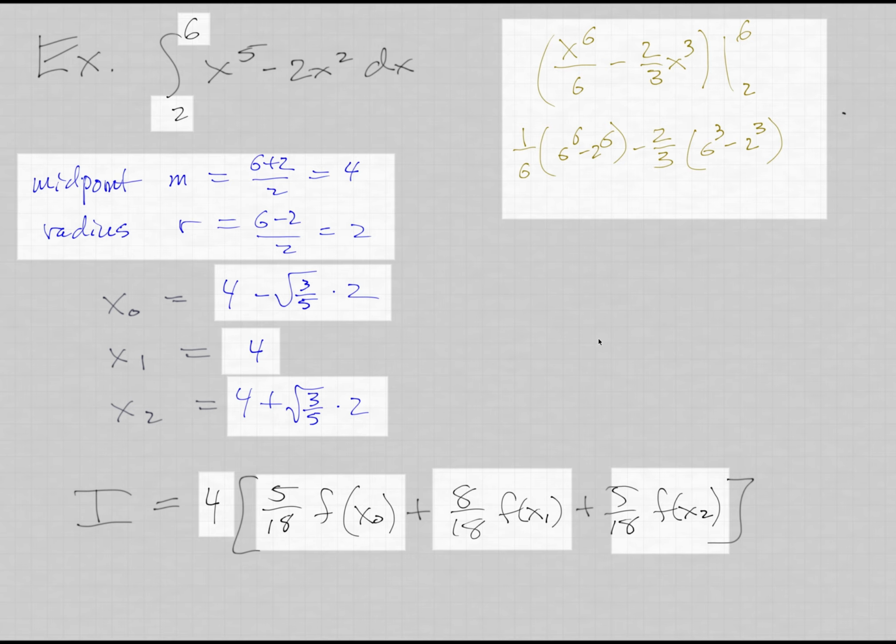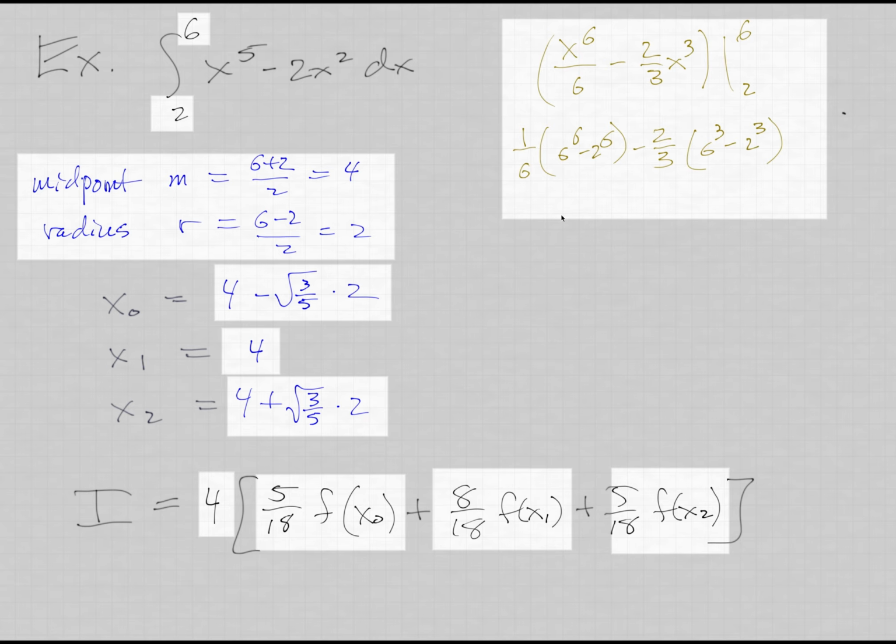Now, at this point, you might be asking yourself, what's the advantage? I mean, it seems like doing it this way with the Gaussian quadrature, using these sample points and then finding the weighted average and all that, was actually more work than just doing it the old-fashioned way using antiderivatives. Well, you're kind of right about that.